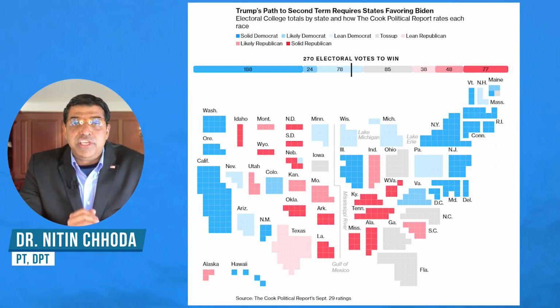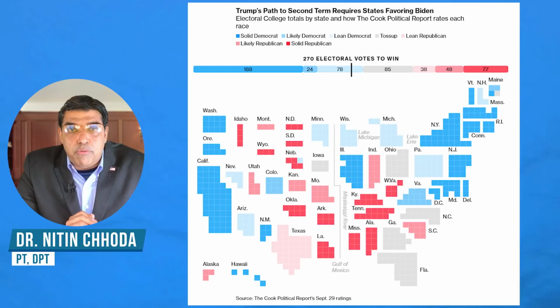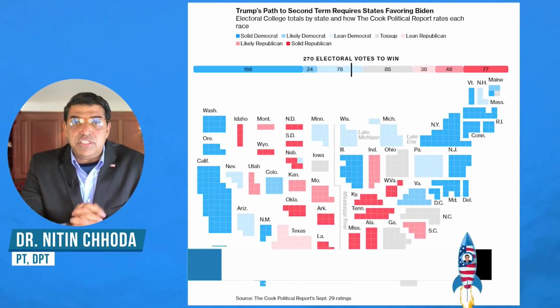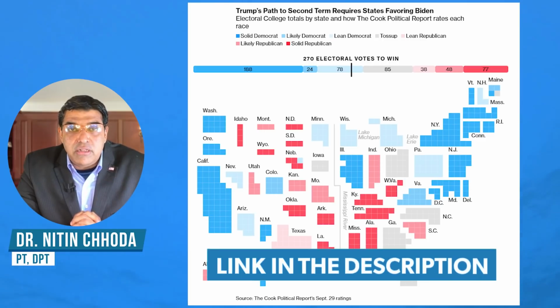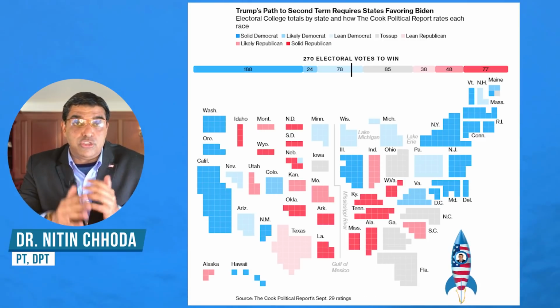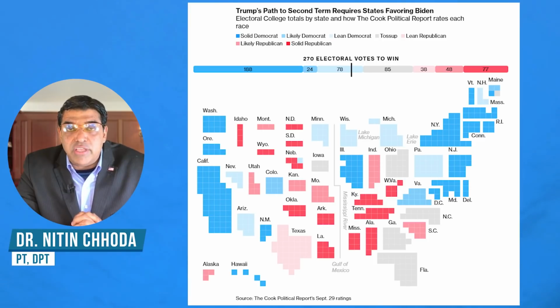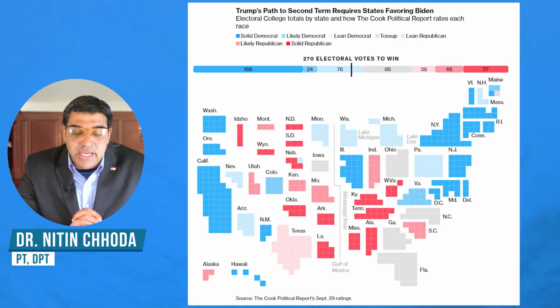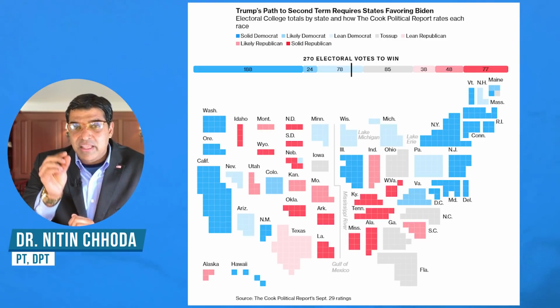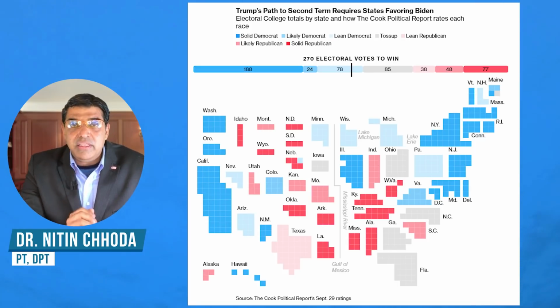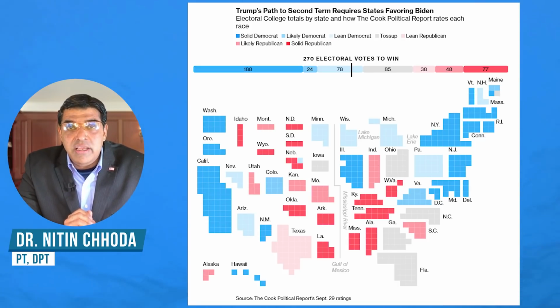On your screen, you'll see a chart based on the Cook Political Report as of September 29th. I'll provide you with a link in the description section below to this entire article that featured this report and all the data so you can dig deep and check out that article for yourself. So, according to this chart, President Trump's path to the second term requires states favoring former Vice President Joe Biden, and the Electoral College totals by state are represented in this chart. In fact, each small square that you see on this chart represents one electoral vote.